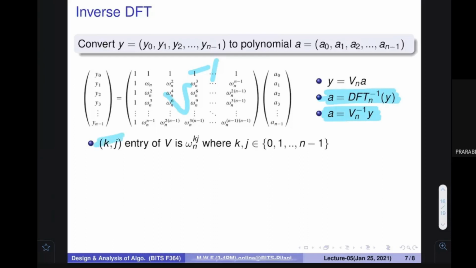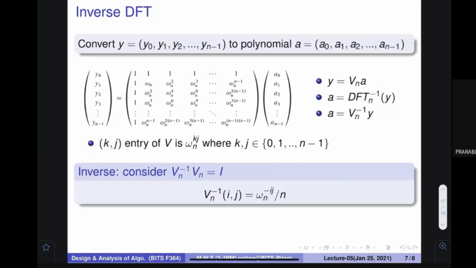At the kj point, the entry is omega n to the power kj. And if you want to find the inverse, you need not write anything else except that where omega n to the power kj was at the kj place, the inverse matrix would have omega n to the power minus kj, divided by n. This would be the value in the inverse matrix.